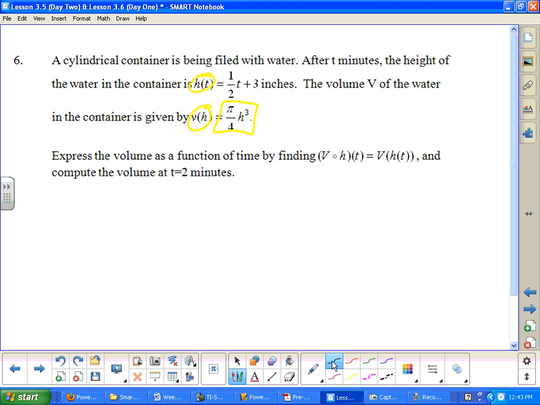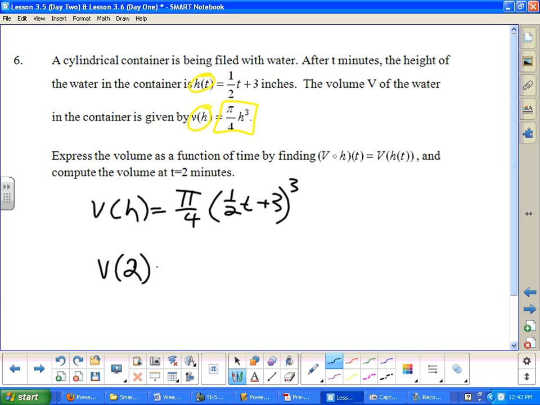So we just need to take and put 1/2 t plus 3 in for h. Because h equals 1/2 t plus 3, so I'm just going to replace that h with 1/2 t plus 3. And right now then, they want us to find the composite. We're not going to actually cube that function. We'll just leave it as that. And then we want to find the volume after 2 minutes, right? So this is now v of t.